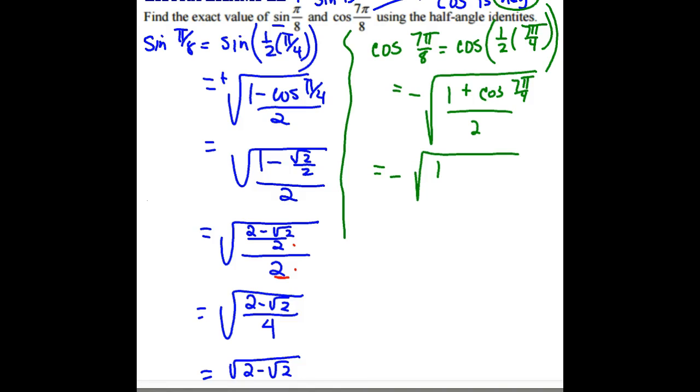What is the cosine of 7 pi over 4? Which quadrant is 7 pi over 4 in? Fourth quadrant, cosine is positive there. So we have a positive root 2 over 2. Okay. Cleaning this up the same way we did the last one, we're going to think of that 1 as 2 over 2. We have 2 plus root 2 over 2, all over another 2.